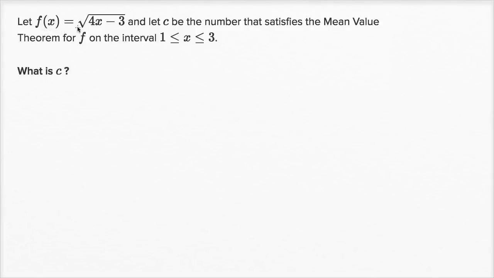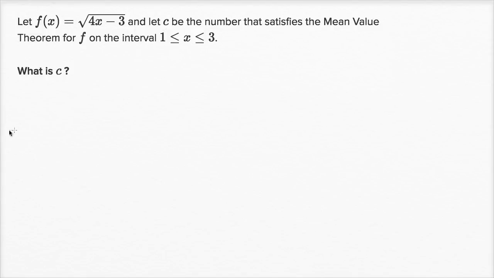Let f of x be equal to the square root of 4x minus 3, and let c be the number that satisfies the mean value theorem for f on the closed interval between 1 and 3, or 1 is less than or equal to x is less than or equal to 3. What is c? So let's just remind ourselves what it means for c to be the number that satisfies the mean value theorem for f.